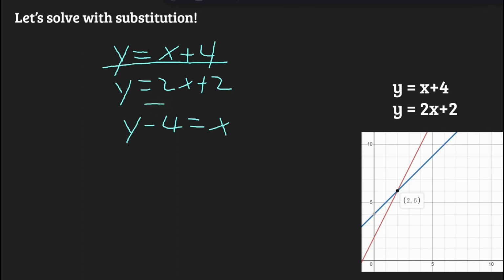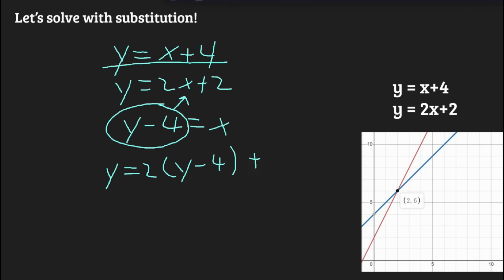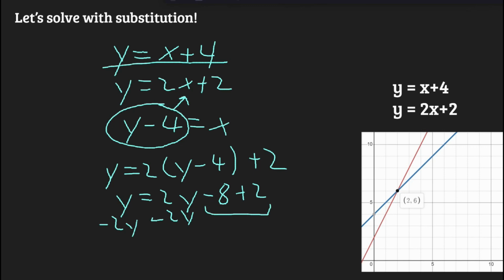And now what I'll do is I'll substitute in this y minus 4 for this x right here. So I'll get y is equal to 2 times y minus 4 plus 2. So y is equal to 2y minus 8 plus 2. Let's subtract 2y from both sides. And then let's combine this negative 8 and plus 2, that'll be negative 6. So we'll get negative y is equal to negative 6. And I'll divide both sides by negative 1. And I will get y is equal to 6.